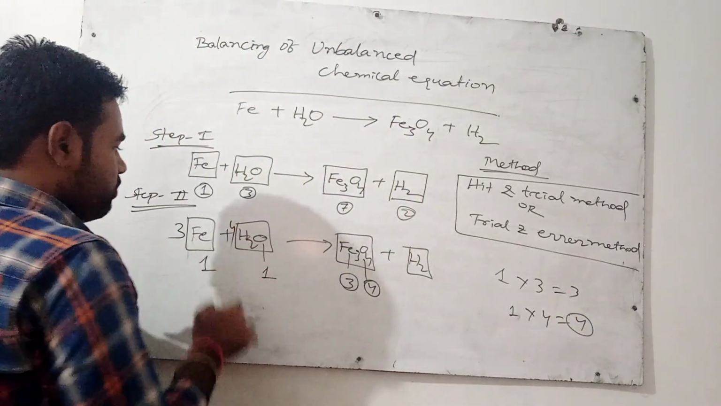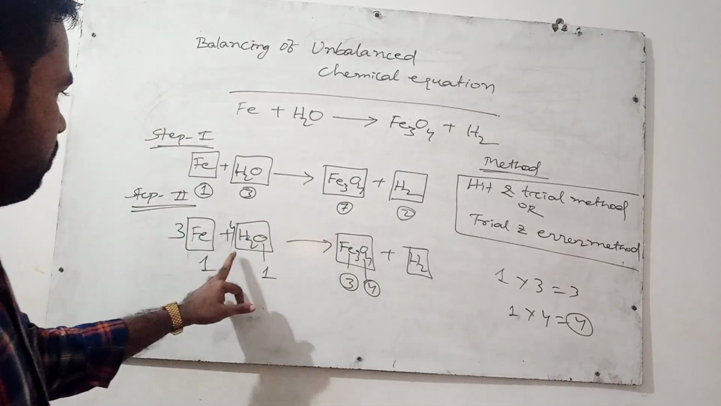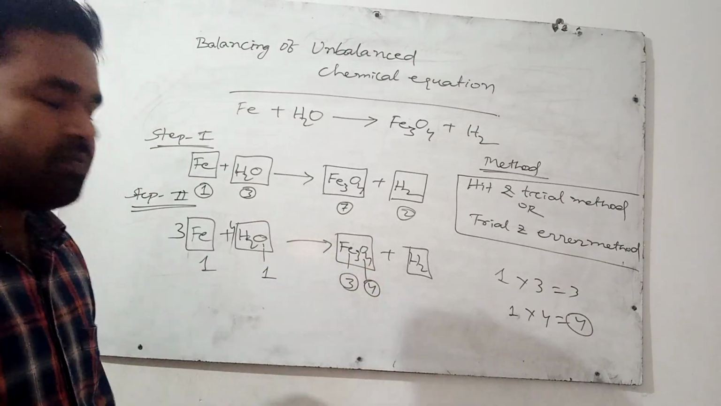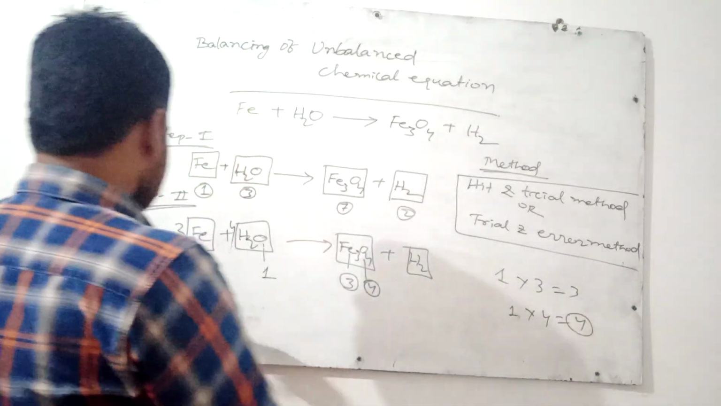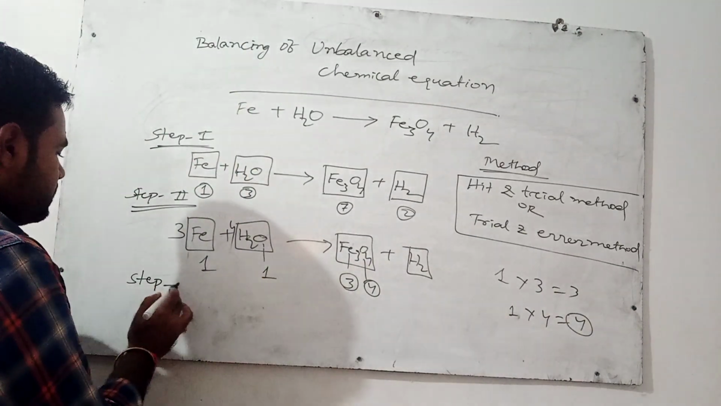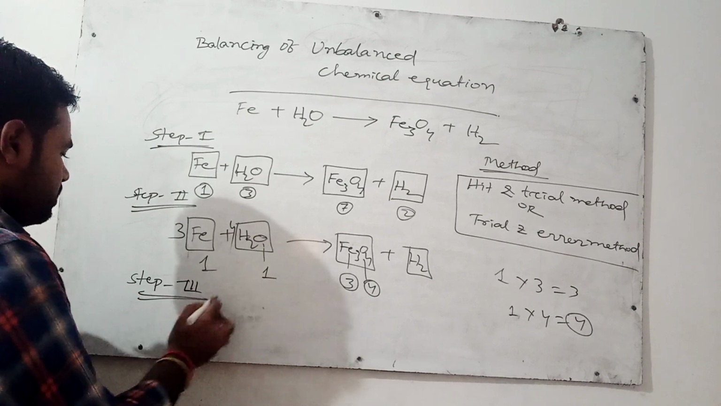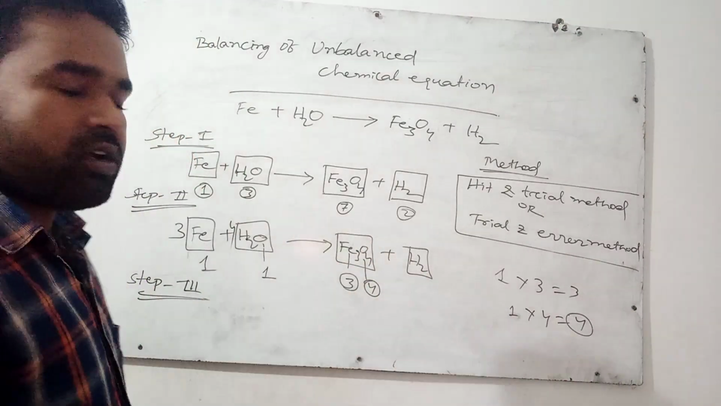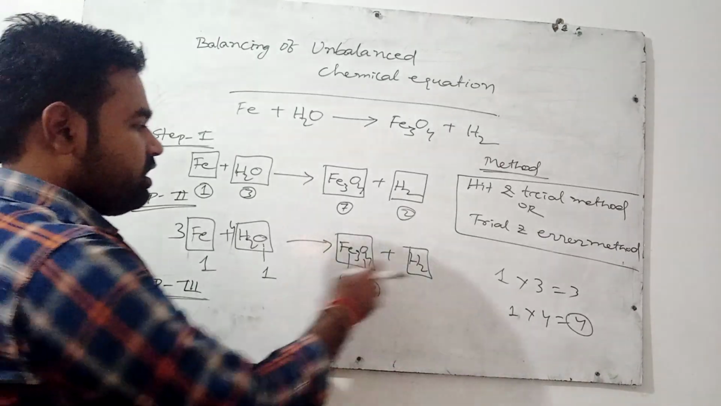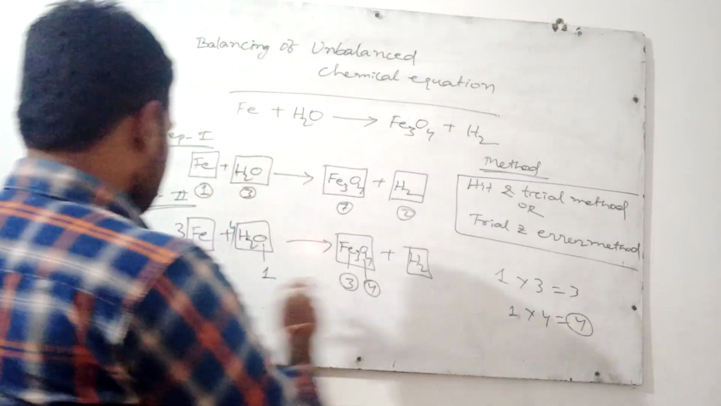We will put here 4. Okay, so now 4 oxygen atoms, and this side also 4 oxygen atoms. Okay, clear everyone? Now come to step 3. What is step 3? Now Fe atom got balanced, oxygen atom got balanced. Now look whether other atoms got balanced or not.